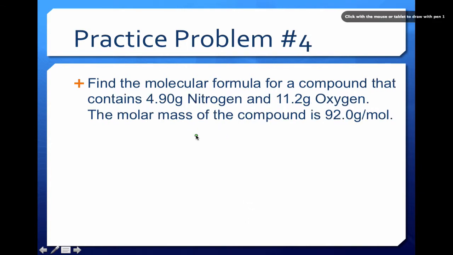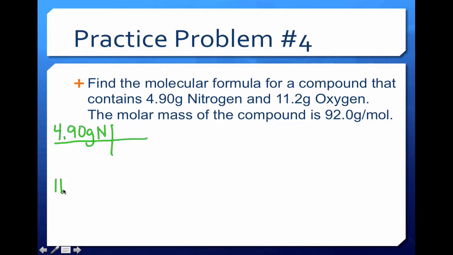This next one, they're going to make you calculate the empirical formula first and then find the molecular formula. So it just is a combination of what we were doing in practice problems 1 and 2 and what we just did in 3. You're not given percentages, you're given masses, which means these are the numbers I'm going to start with. I have 4.90 grams of nitrogen and I have 11.2 grams of oxygen.